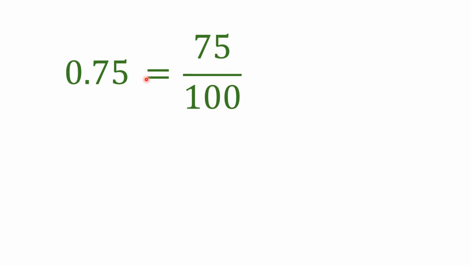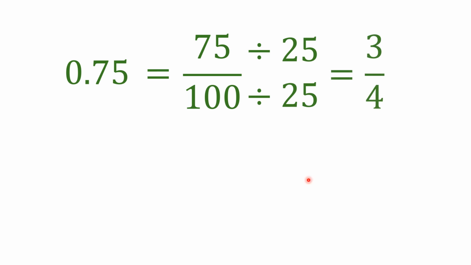So if it's 0.75, from decimal to fraction, we're going to write it as 75 over 100, because the 5 is in the hundreds place, so it has to be 100 at the bottom. Whatever the place value of the last number at the rightmost, that will be the denominator. And then you reduce it. You divide both by 25, so it will be equal to 3/4.